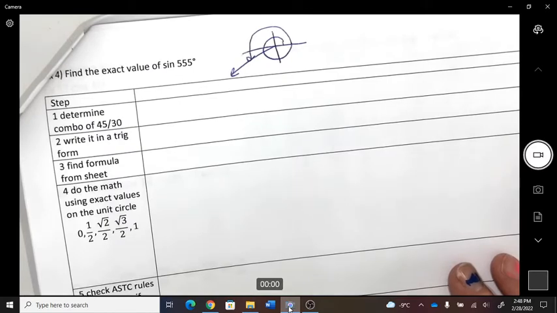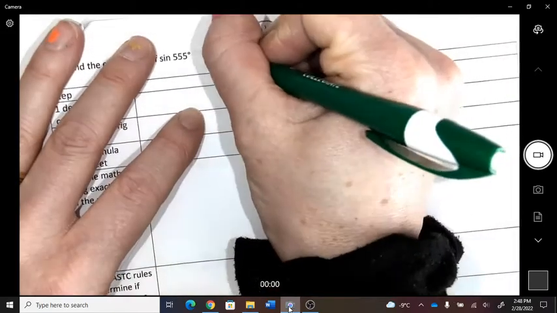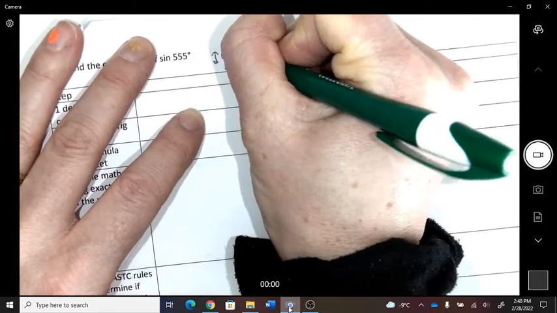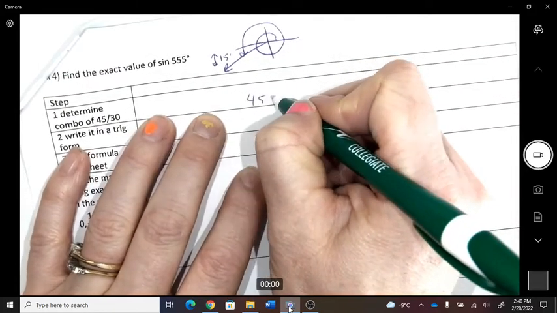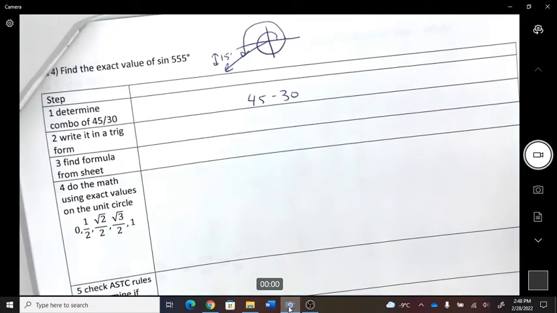Okay? Now, what's our reference amount? Are we 15 away or 75 away? I think we're only 15 away, right? I'm picking all these subtraction ones right now. Okay, so if I'm 15, I'm going to subtract.